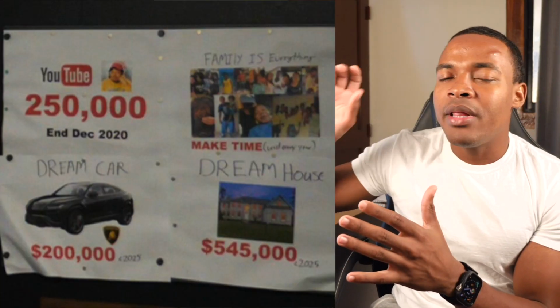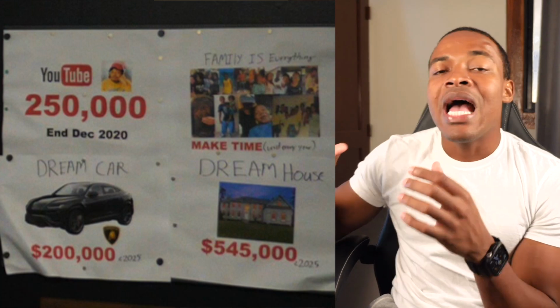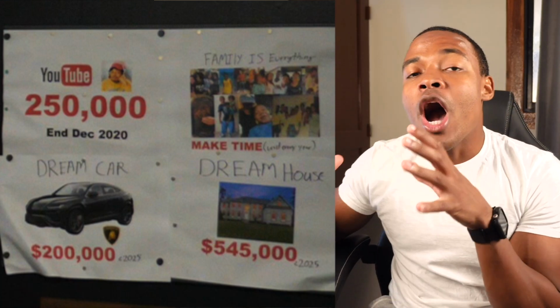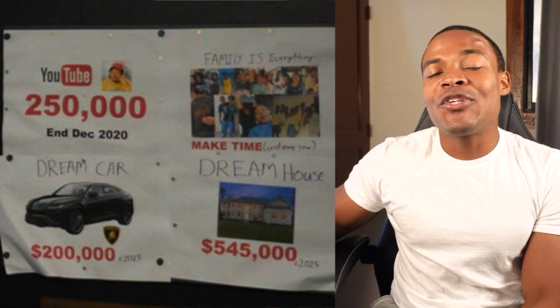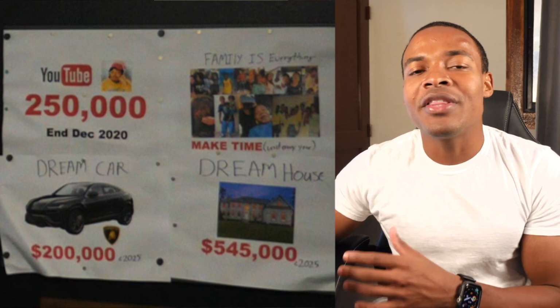Now, right here, I'm gonna show you guys some of my previous vision boards, okay? So in the past, I had, for example, a vision board where I focused on a lot of material things, okay? So one main thing was I want to have 250,000 subscribers, okay? Big thing. I also want to have a $200,000 vehicle. And I also wanted a house that costs around $500,000.